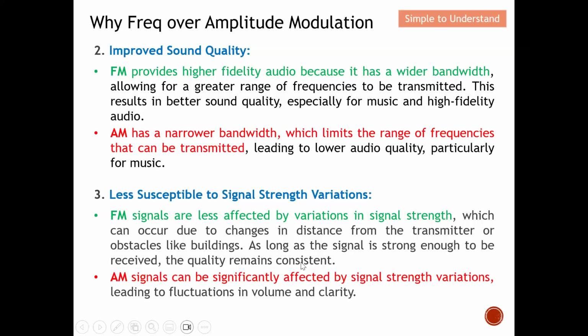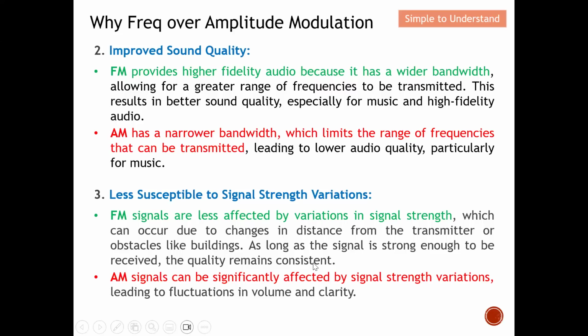So in short, if you are able to receive the signal, because there is less variation in the signal strength, most of the time it will be quite consistent and you will be able to receive the signal. For AM, they can be quite significantly affected by signal strength variation. This leads to fluctuation in volume and also clarity. For AM, you have a larger gap between the maximum and the minimum.